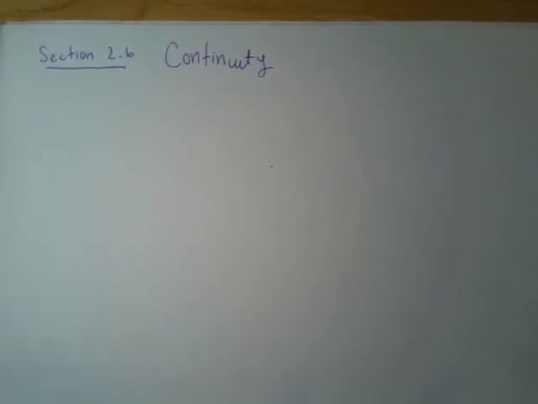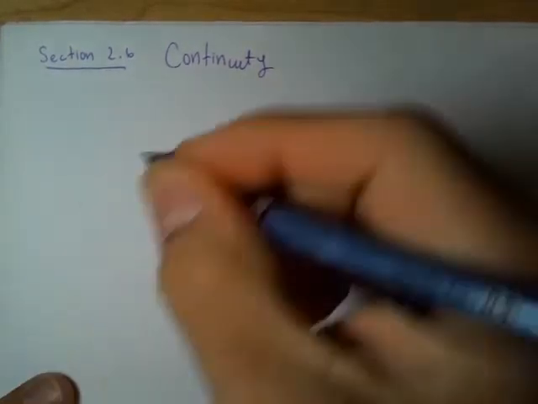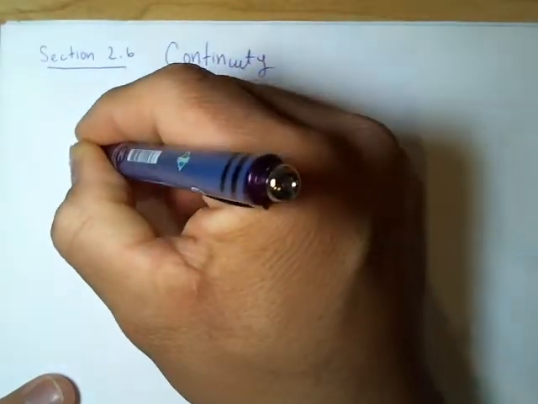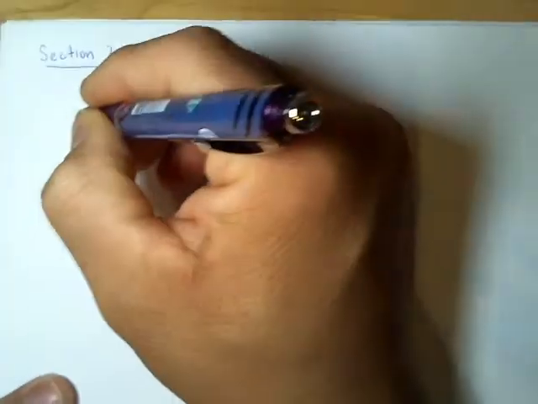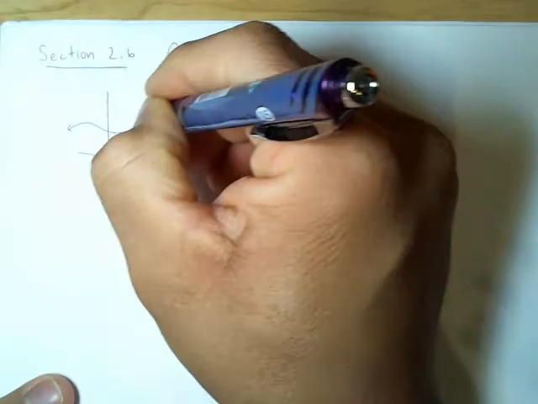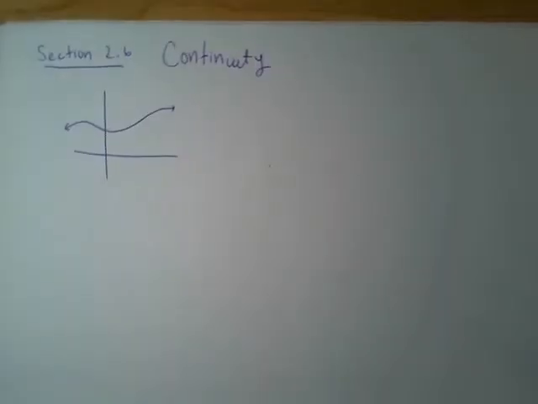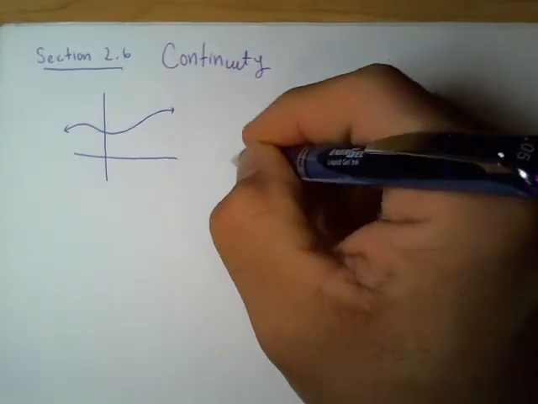Okay, so we're going to go over this idea of continuity. Now, I'm sure in algebra we've defined continuity as a graph you can draw without any lifting of your pen or pencil. Right? And if you did have to do that, we said it was discontinuous.